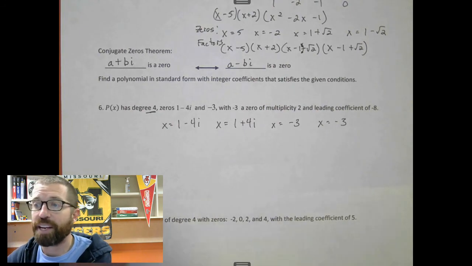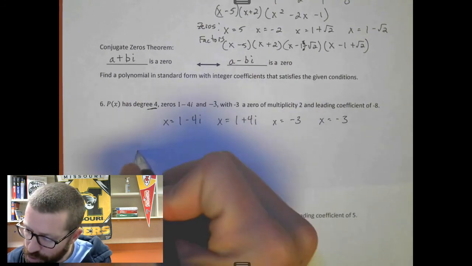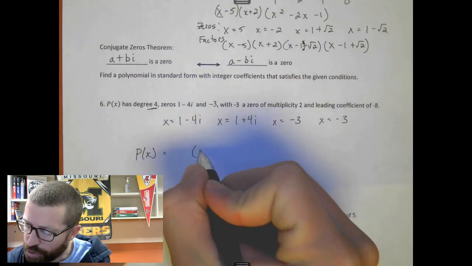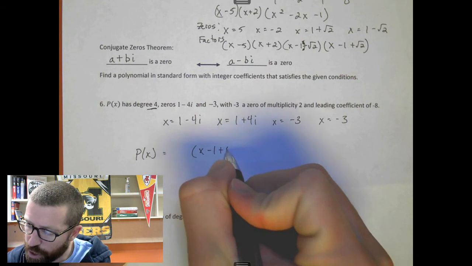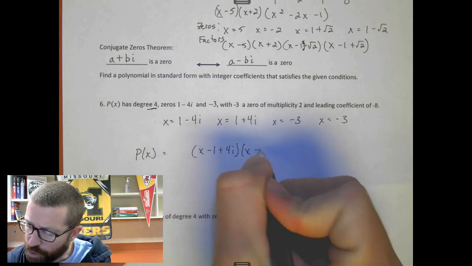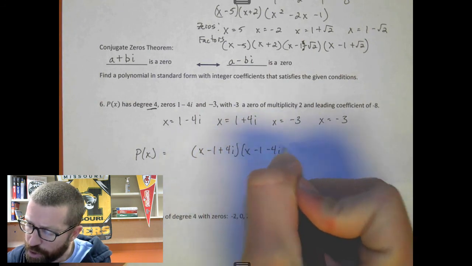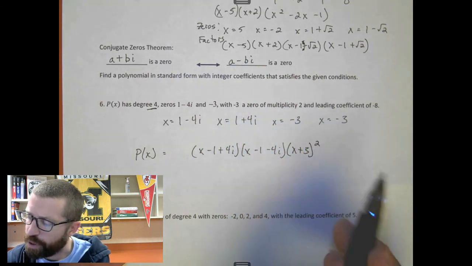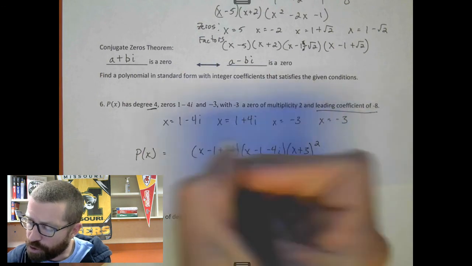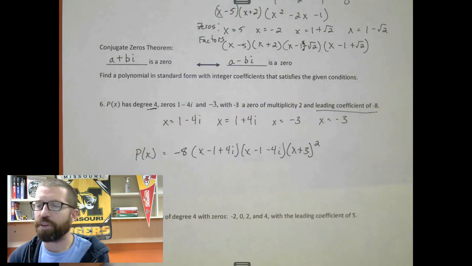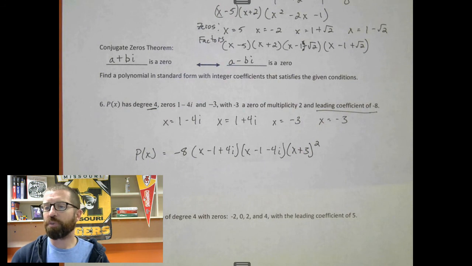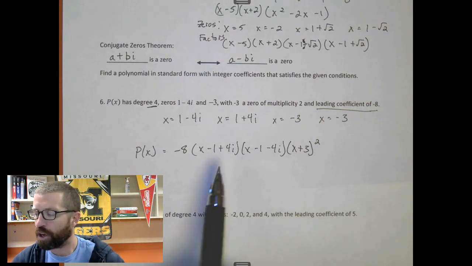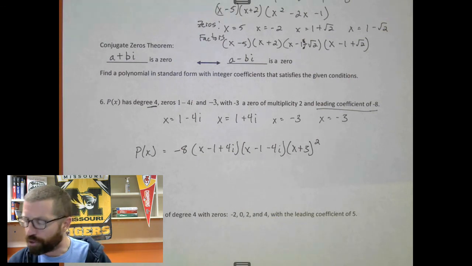And then to write that as a polynomial, we just list out the factors. So I have x minus 1 plus 4i, x minus 1 minus 4i, and then x plus 3. We're going to square that. Last thing we got to address is this leading coefficient of negative 8. So just put a negative 8 there. Now, if I said it wanted it in standard form, you'd have to multiply all that out, but you don't need to do that in this case.